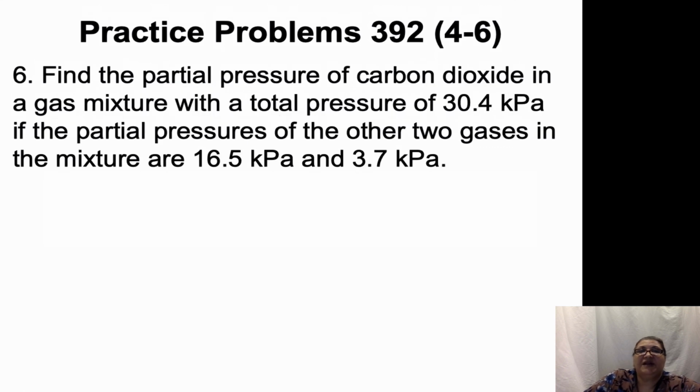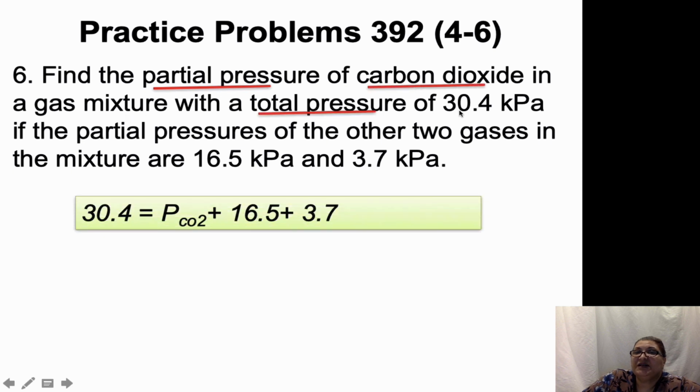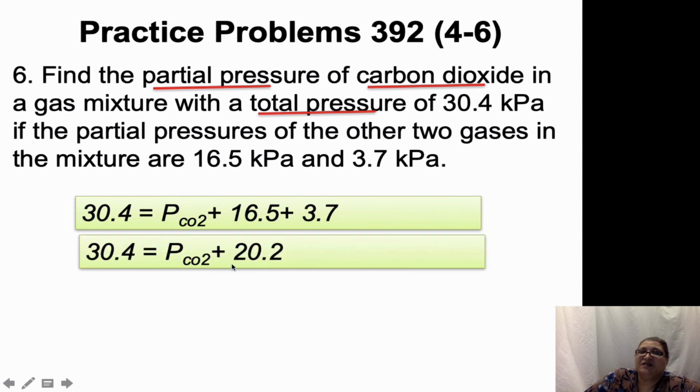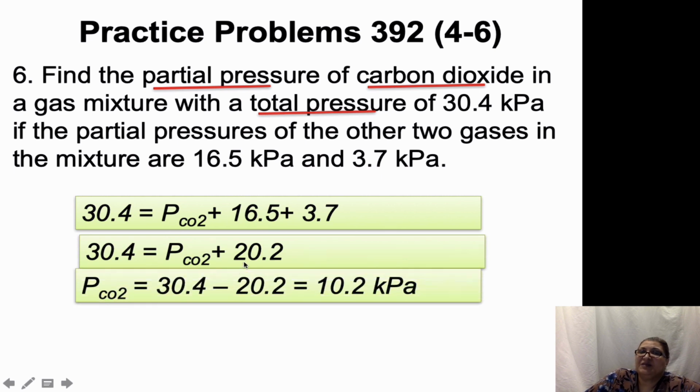Okay, the last one. Find the partial pressure of carbon dioxide in a gas mixture where the total pressure is 30.4 kilopascal, if the partial pressures of the other 2 gases are 16.5 and 3.7. So the total pressure is 30.4, the other 2 are 16.5 and 3.7. We add these 2 up, it comes to 20.2. Now we subtract 20.2 from both sides, we get 10.2. Okay?